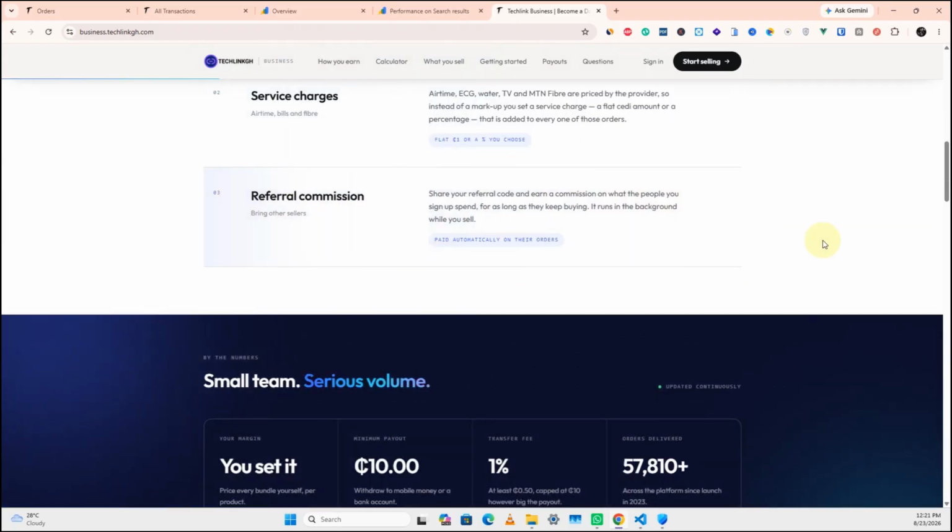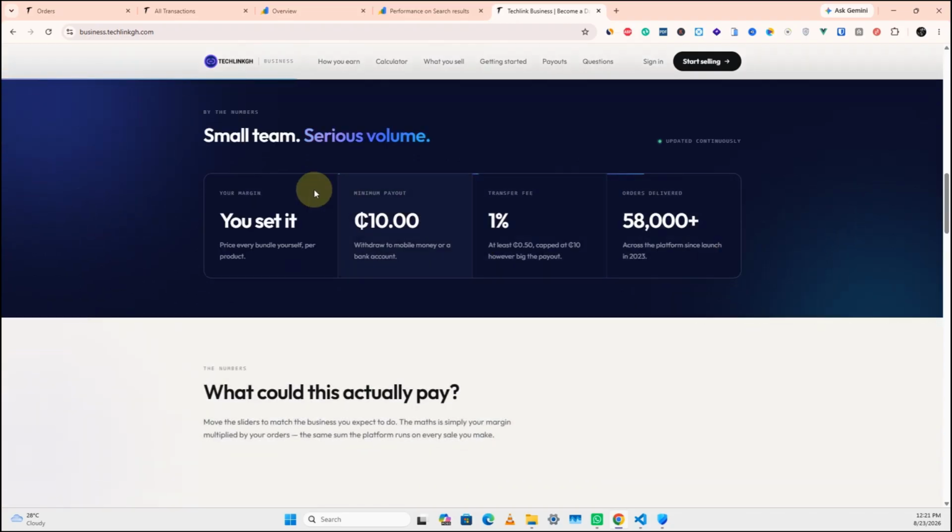We also have referral commission. So the moment you refer somebody, you get commission on their sales. Okay, it's very, very simple. Okay, right.